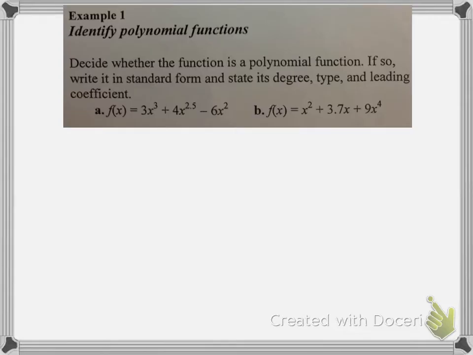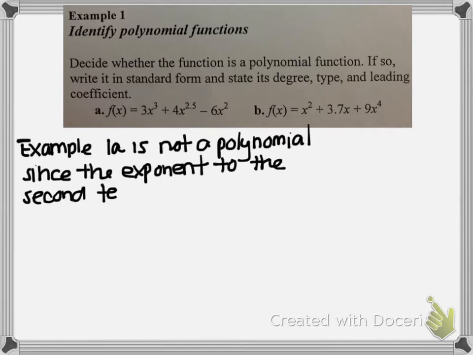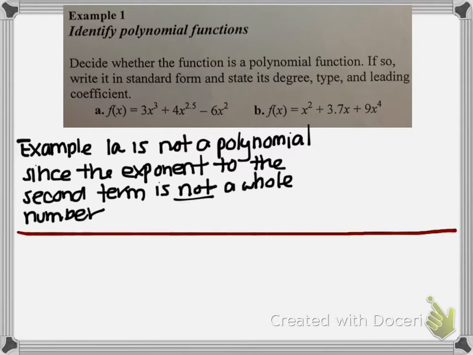So for example 1a, in this case, we can say that it is not a polynomial since the exponents in this polynomial, so you can see the variable and there's the exponent. We have the variable, there's the exponent, and again this is the other variable with the exponent. This one actually is not a whole number, so this is not considered to be a polynomial.